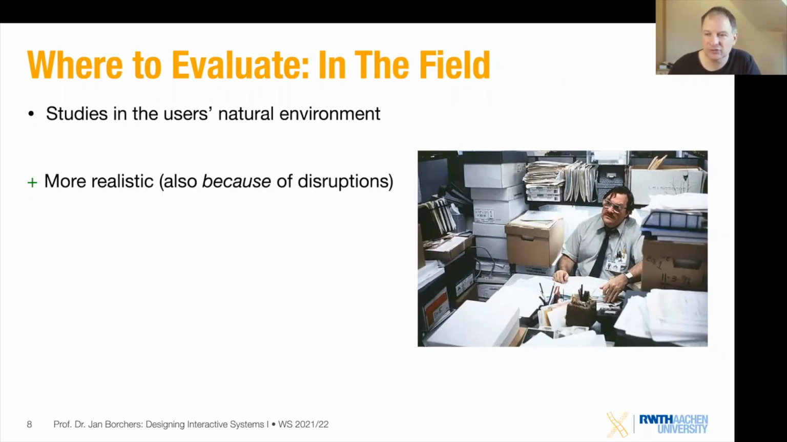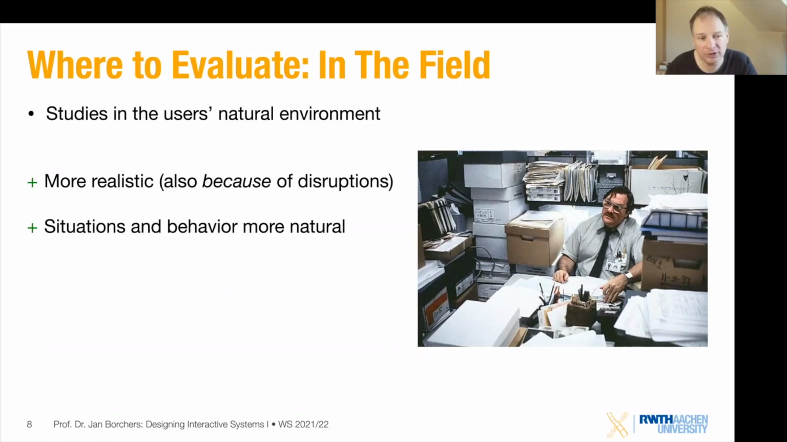First of all, this is, of course, more realistic, right? In part because of the disruptions, right? The phone ringing and a colleague calling while somebody's half done typing in something in an interface, that's actually going to happen in the job. So you would miss that in the lab because those disruptions don't happen there. The situations therefore become more natural to the user, and their behavior will be a little bit more natural too.